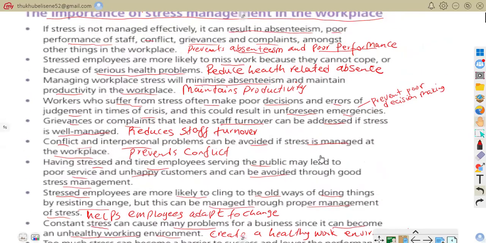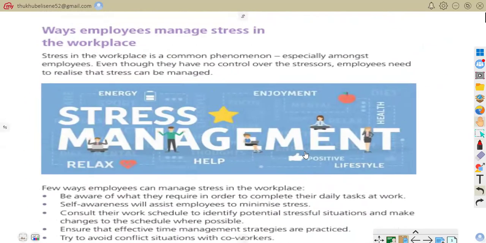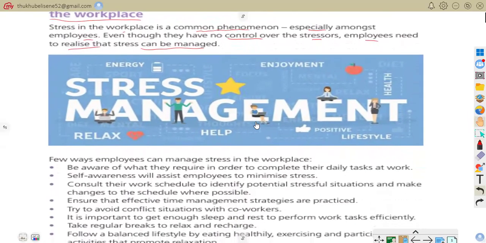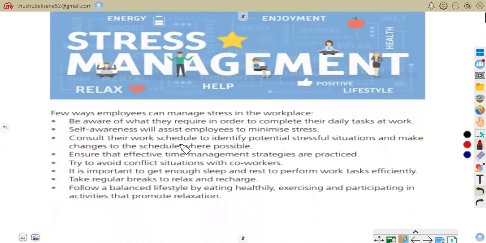Now let us move on to ways employees manage stress in the workplace. Stress in the workplace is a common phenomenon, especially amongst employees, even though they have no control over these stressors. Employees need to realize that stress can be managed. Here are a few ways employees can manage stress in the workplace.